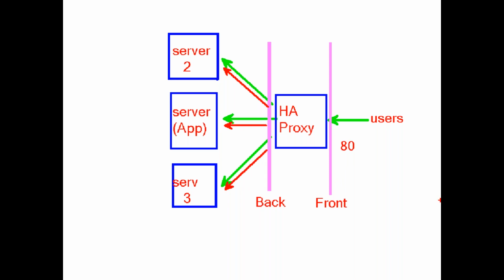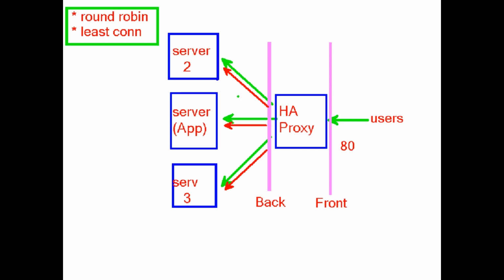Now, how will HAProxy work? HAProxy can use some algorithms, like round robin and one more, least con. You can use different algorithms here: round robin and least con.